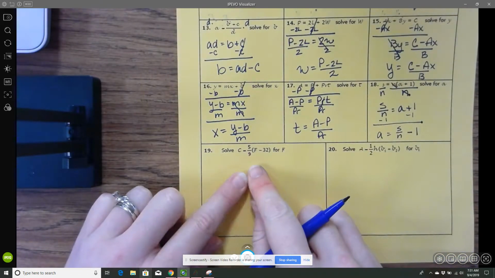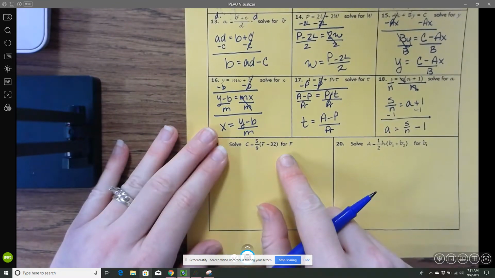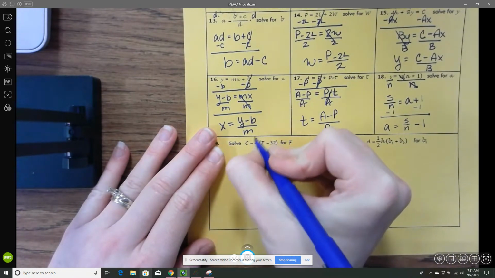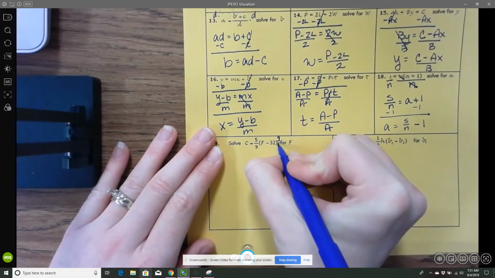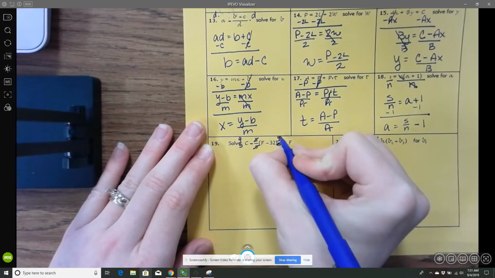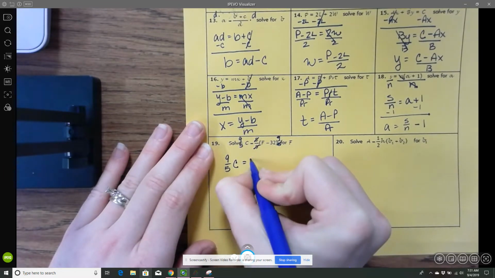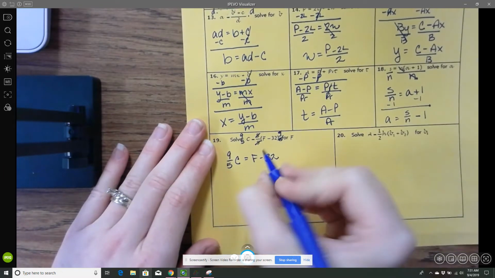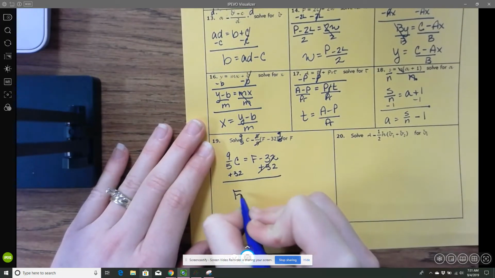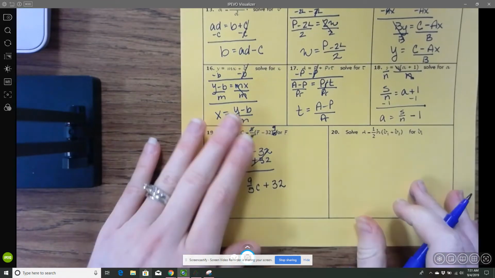So this is a really common one that you have to flip around. This is going from Celsius to Fahrenheit. So we're going to solve for Fahrenheit here. So first thing we're going to do is get rid of this fraction. So again, to get rid of a fraction, you're just going to multiply by the reciprocal. And so this 5 will cancel this 5, this 9 will cancel this 9. So you would have 9/5 C equals F minus 32. And then we would just add the 32 to both sides. So F would equal 9/5 C plus 32.